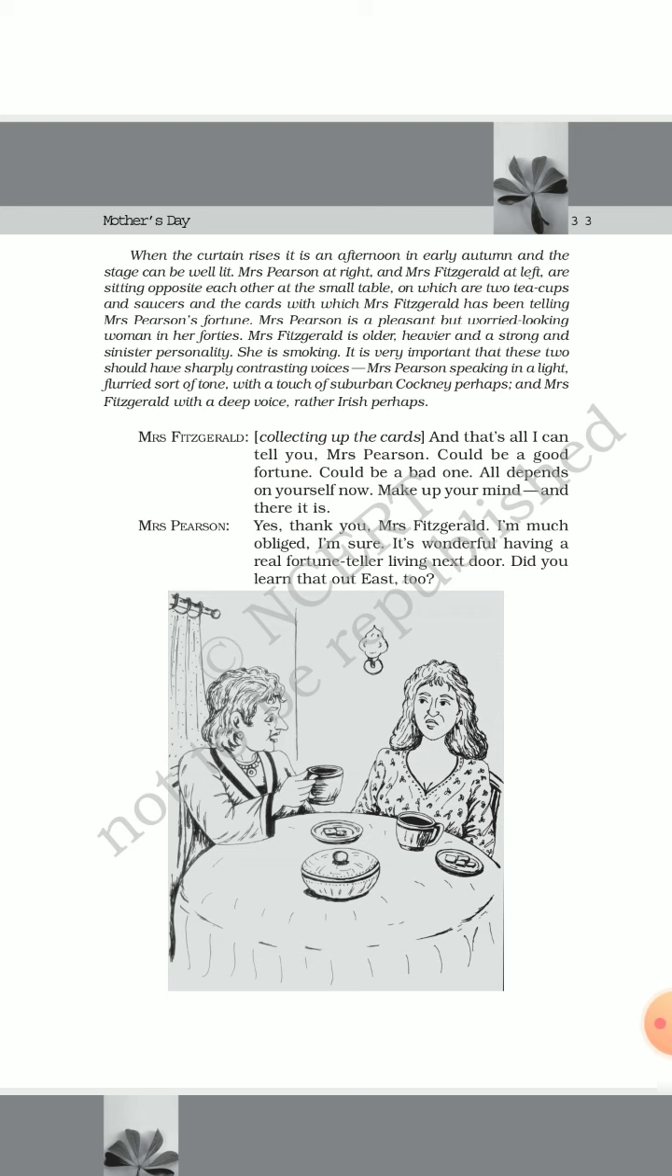Mrs. Pearson is a pleasant but worried looking woman in her 40s. Why was she worried? Because she was always eager to satisfy her family members. Though her family members take her for granted, she was very eager to satisfy every sort of wish of her family members. And she was not treated as a boss or the mistress in the house. She was treated as a caretaker, or we can say she was treated as a servant in the house. And it was very difficult for her to assert her own supremacy in the house. So I repeat, Mrs. Pearson is a pleasant but worried looking woman in her 40s.